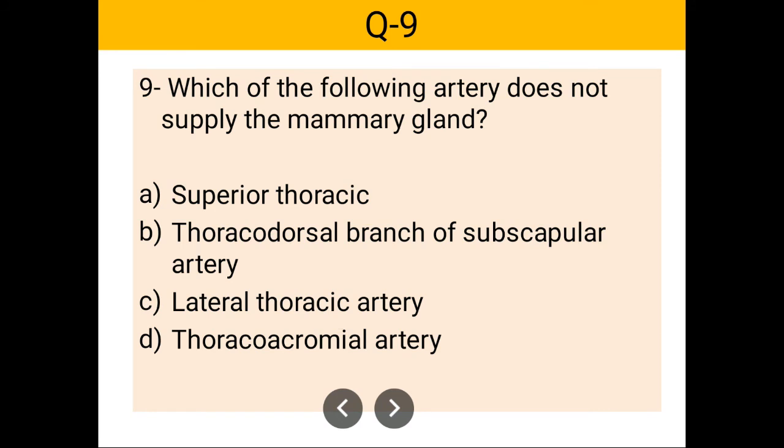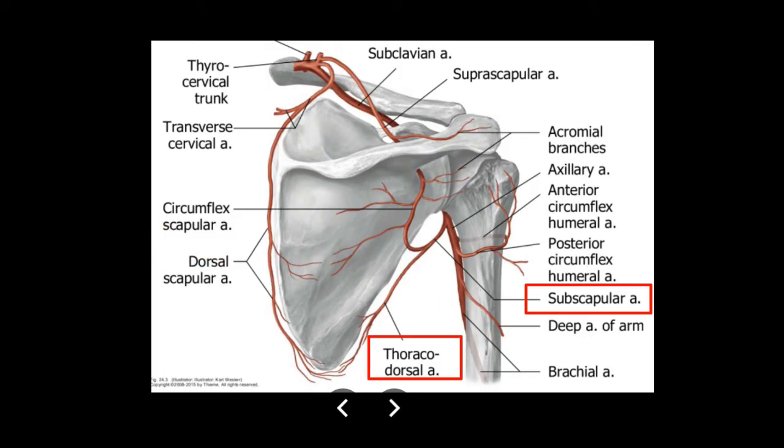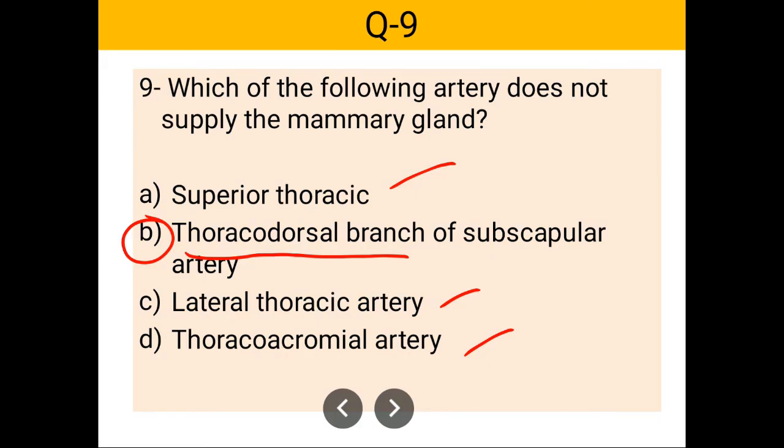Question number 9. Which of the following arteries does not supply the mammary gland? Superior thoracic, lateral thoracic artery, thoracoacromial artery. These three arteries are present anteriorly and they are supplying. You look at the word thoracodorsal, it goes to the dorsal side already. The breast is at the anterior, ventral side, but this artery is going to the dorsal side. So how can it supply? The best answer is B. If we look at the posterior side, we can see here the subscapular artery and posteriorly, thoracodorsal artery is a branch. It is going posteriorly. How can it supply the breast? So the best answer is the B.